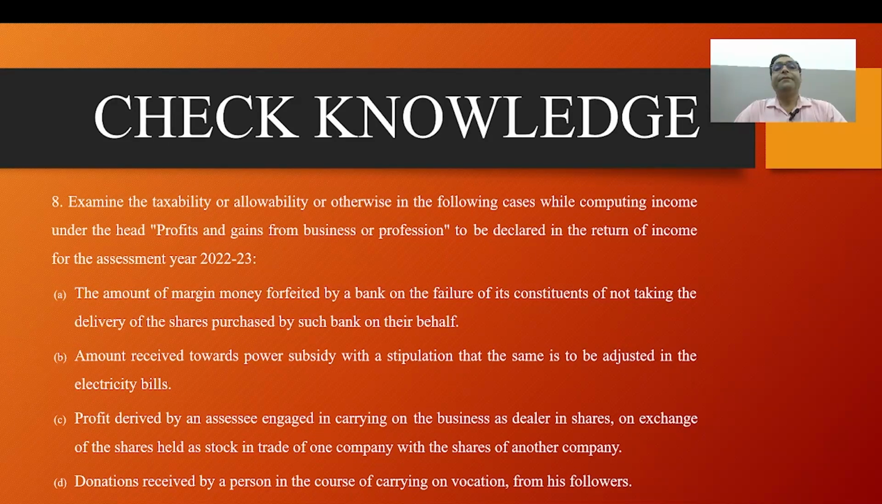Since the bank purchases shares on behalf of the customers, the forfeiture of margin money by the bank from the customers, for not paying the balance amount of the purchase price and not taking delivery of shares purchased by the bank on their behalf, is in the normal course of its banking business, and hence the forfeited amount is assessable as business income of the bank. The amount, being revenue in nature, cannot be adjusted against the purchase price of the share.